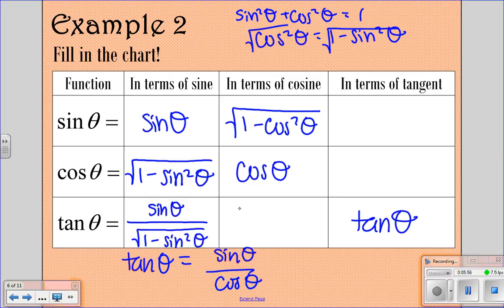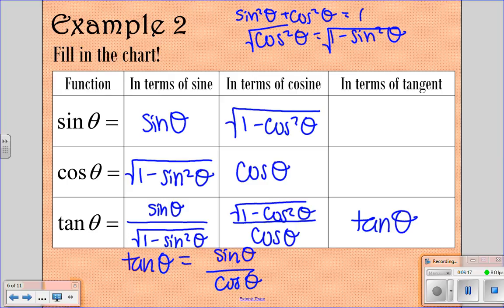Okay, and then likewise for this one in terms of cosine. We can write cosine in our denominator, and then instead of sine, we know that sine equals the square root of 1 minus cosine squared theta. And so that would be for those two.